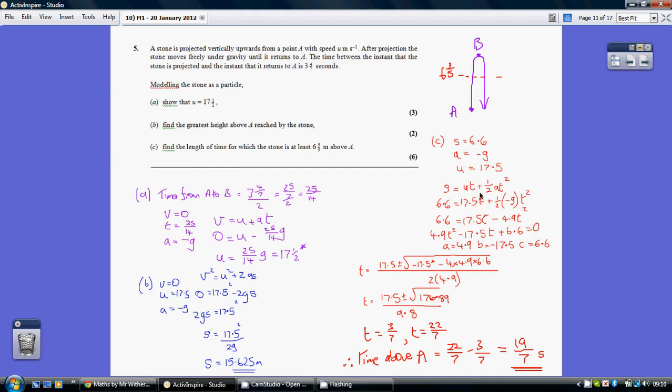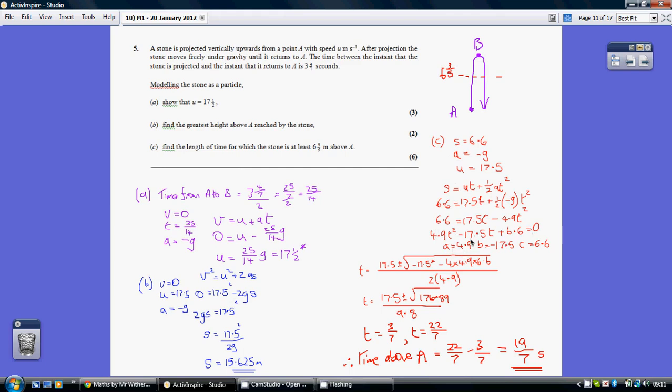Now what I'm doing here, when I use this, I get 2 times. I get the time it takes on the way up to get to there, and then I also get the time on the way down when it's here. So obviously taking one from the other gives us what we require, which is the time when it's above 6 3/5. So substituting into the equation, we get a quadratic to solve.